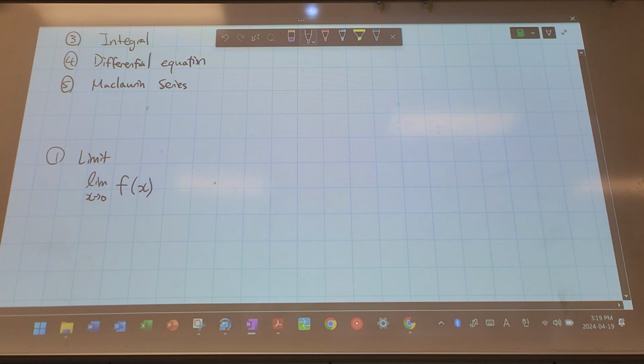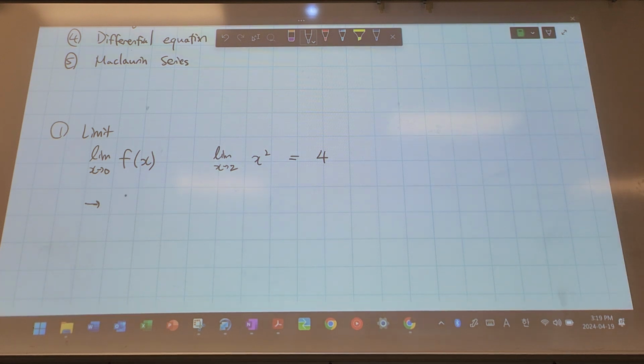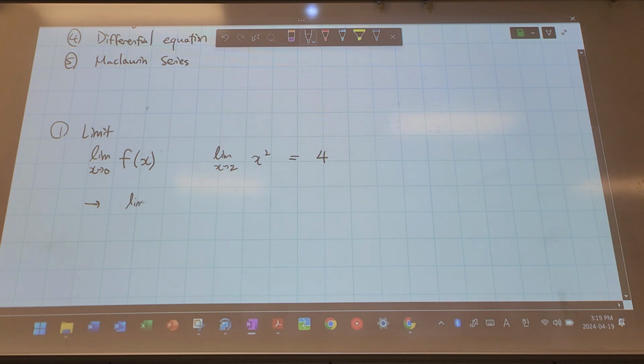For example, if you have limit as x goes to 2 of x squared, then if x approaches 2, my x squared will also approach 4. Right? So that's pretty easy. Just a couple of things we need to note is that for limits, we also have the concept of direction. For example, let's say we have a limit as x approaches 2 of a function like 2x plus 5 divided by x minus 2.